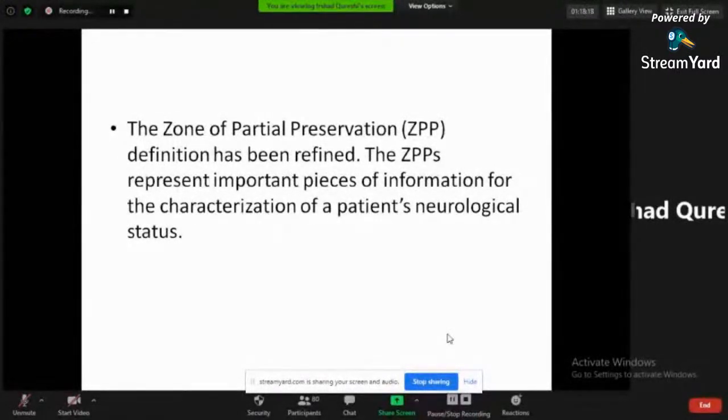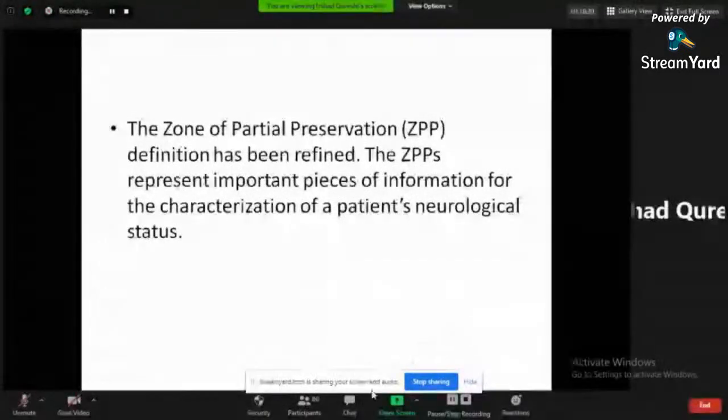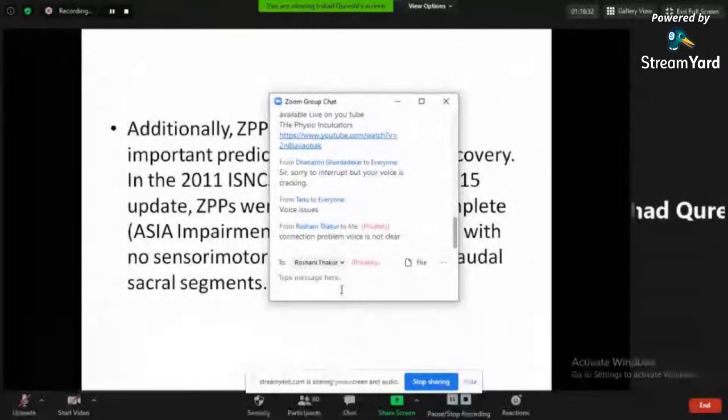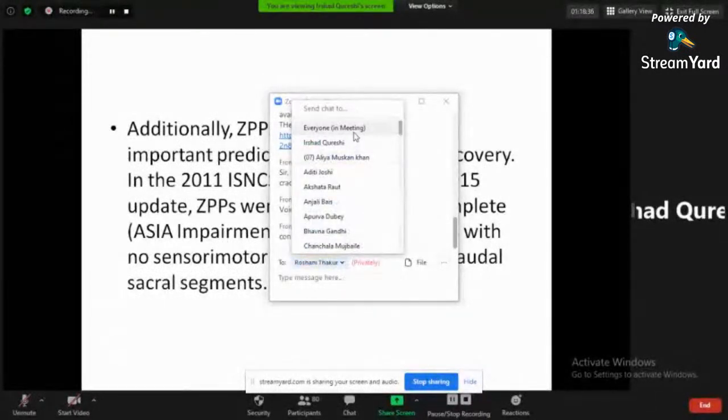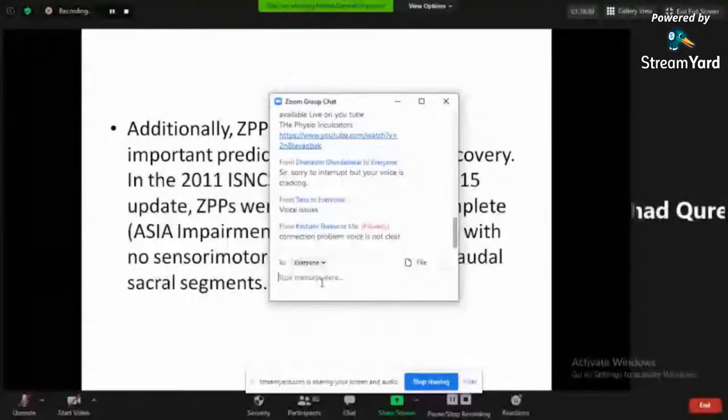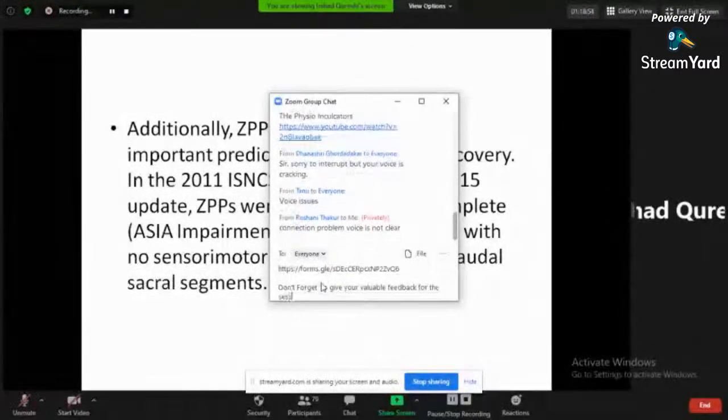Zone of partial preservation, ZPP, the definition has been revised, and ZPP represents an important piece of information for the characterization of the patient's neurological status as well as recovery of the patient. Additionally, zone of partial preservation is among the most important predictors of neurological recovery. In the 2011 revision as well as the 2015 update, ZPP was only defined for complete injury, meaning ASIA Impairment Scale grade A. It was defined with that only in these two revisions of 2011 and 2015.